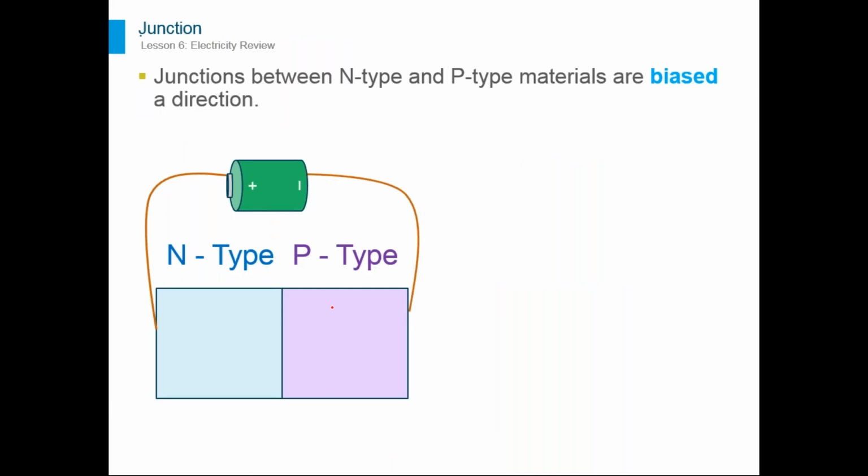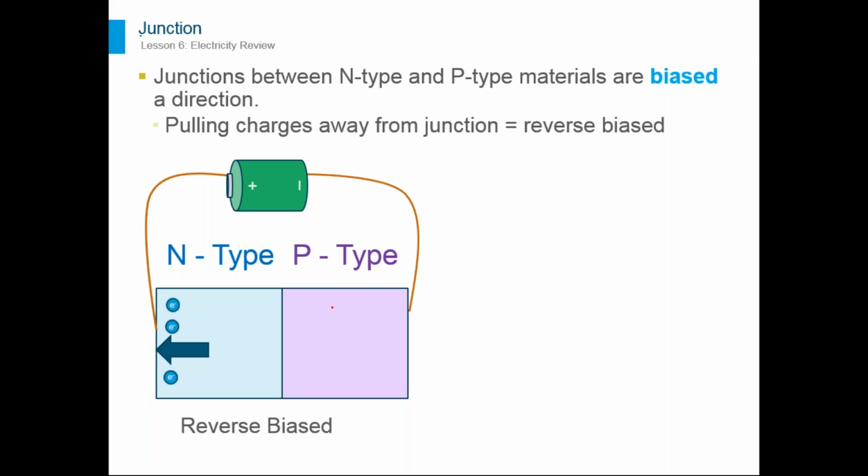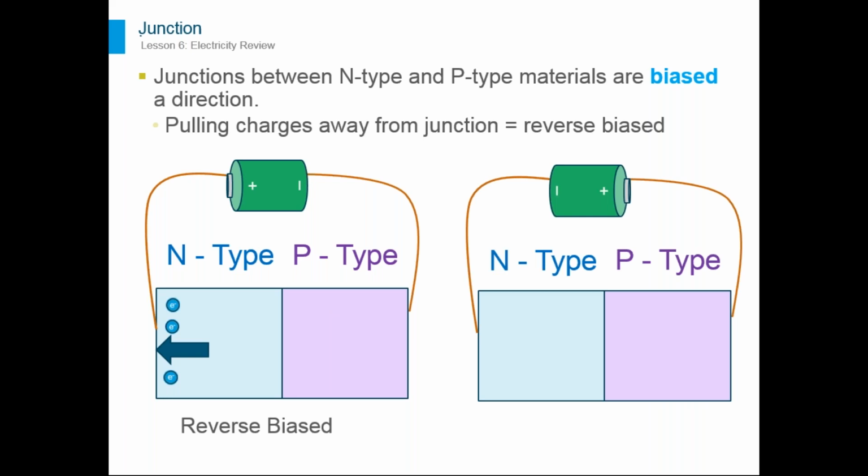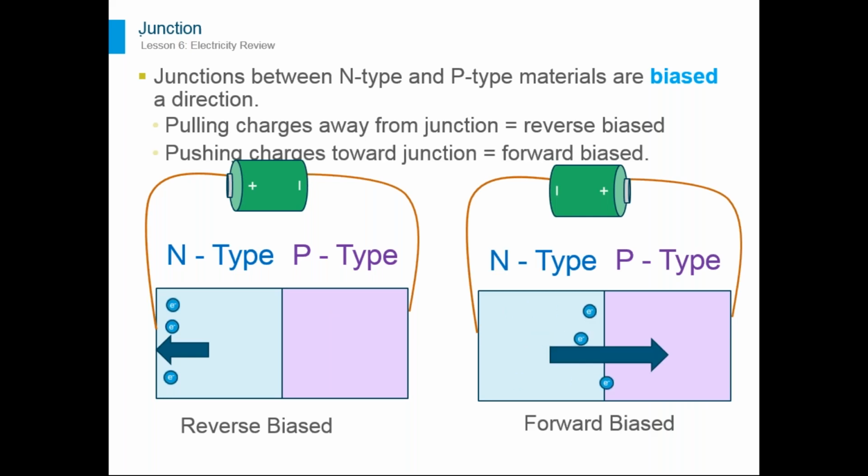Because the current only flows one way through the junction, we say the junction between semiconductors is biased in one direction. If the positive battery terminal is attached to the N-type material, like in this image on the screen, it is pulling the charges away from the junction. This is said to be reverse biased. If the negative battery terminal is attached to the N-type material, then it is pulling the charges toward the junction. This is said to be forward biased.